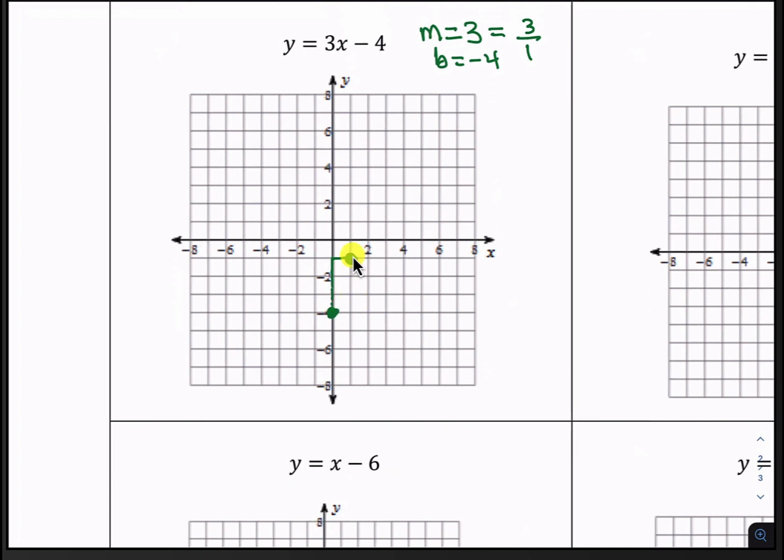Repeat that process. Go up 3 and to the right 1, and we have another point. Let's do it one more time. Up 3 to the right 1, and that is our fourth point. Let's go ahead and draw a straight line through these points. And there's our graph.